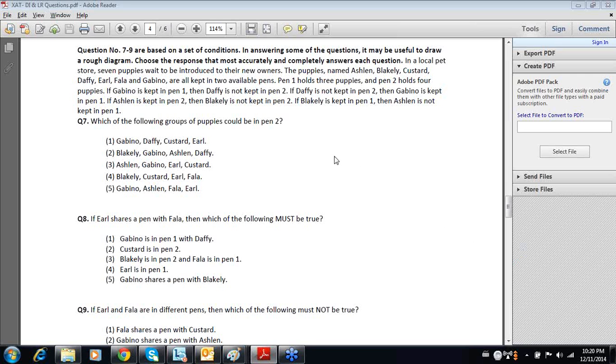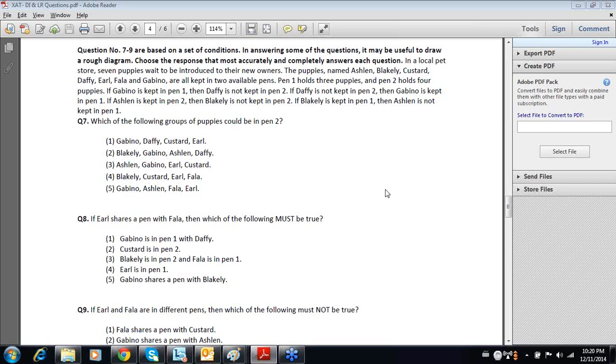Okay guys, let me solve questions number 7, 8, and 9. So Himanshu, Mansvi, Ritvik, everybody is getting this correct. So let me solve questions 7, 8 and 9.